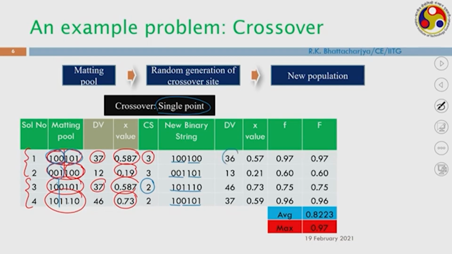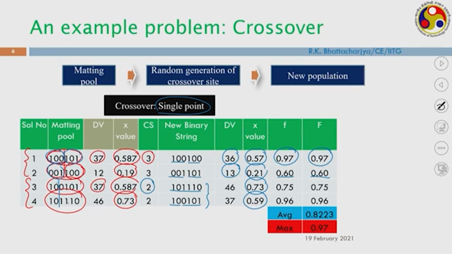Here this is the decoded value 36 and 0.57, and the f value is 0.97 and capital F is also 0.97. Then this is 13 and this is 21, then 0.60 and 0.60. Anyway, you are not getting a new solution here. You are getting the same solution, that is 0.73 and 0.587 or 0.59. So, you are not getting any new solution from your third and fourth solutions, but from the first and second solutions you are getting two new solutions.